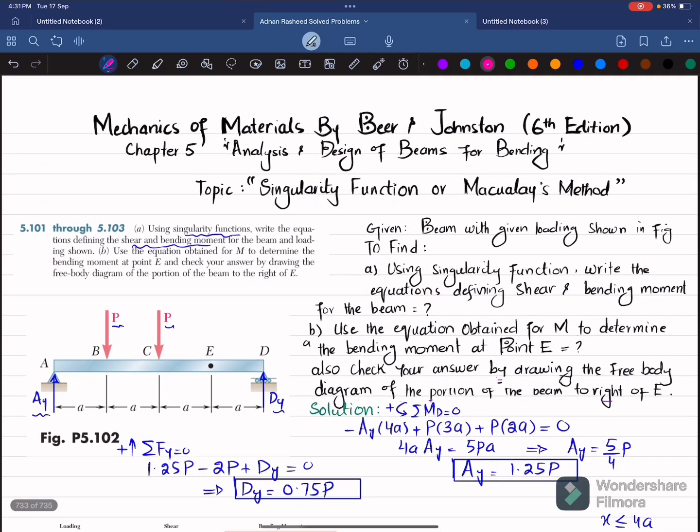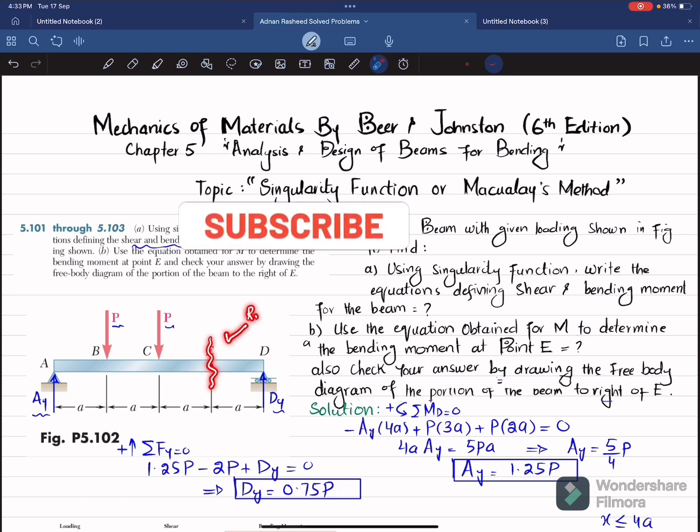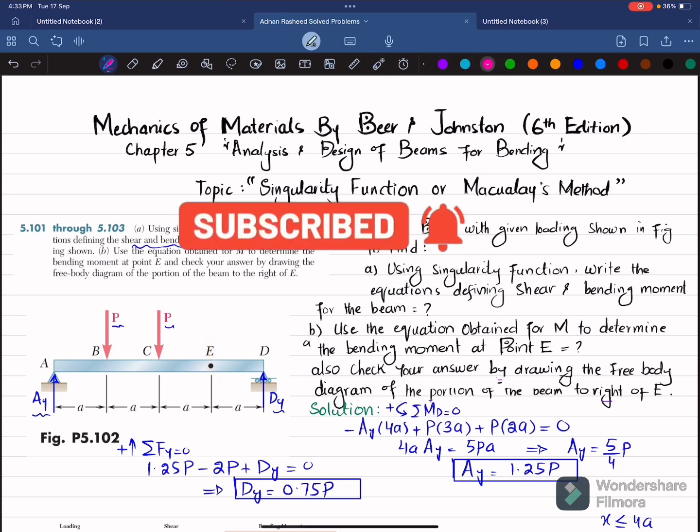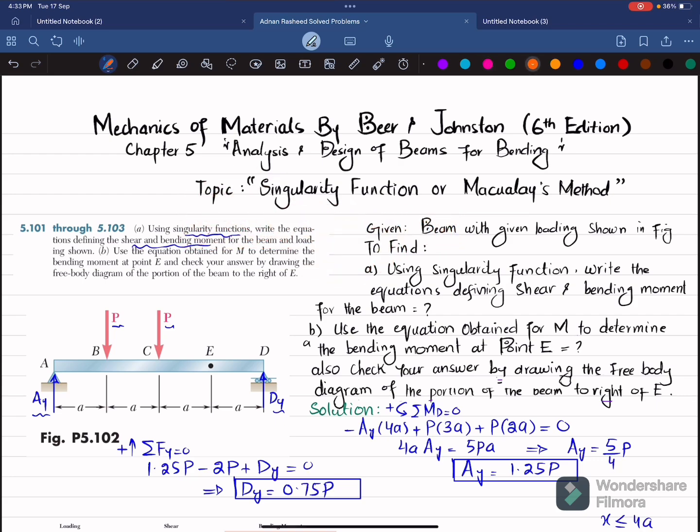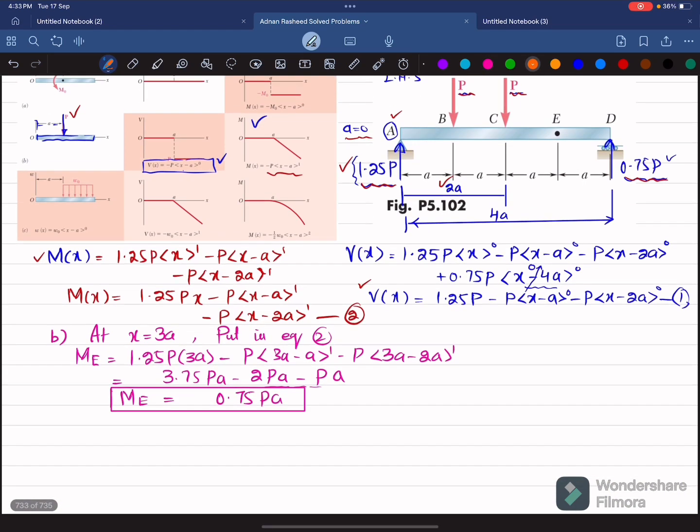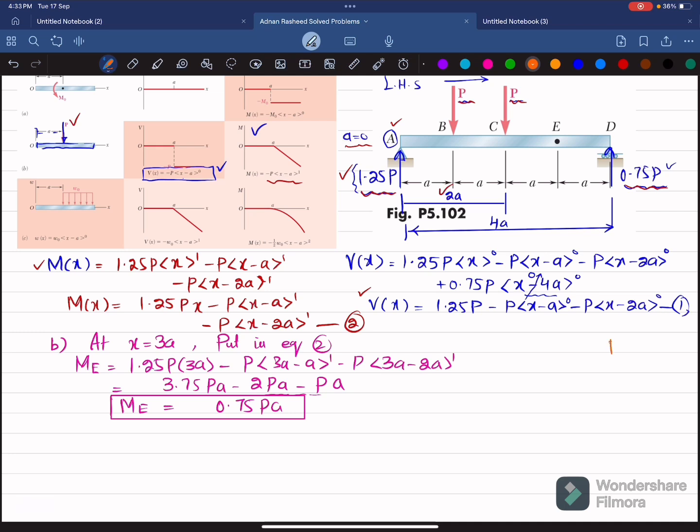Now in third part, we have been asked to check your answer by drawing the free body diagram of the portion of the beam to the right of E. So we will cut the beam over here and draw the free body diagram, because we have been asked to determine the moment when taking the right side of E. Clear? So let me cut it over here. When I cut it at a distance of a and draw the free body diagram, this will be the free body diagram. This is your point D, where you have a load of 0.75 P. Clear? And this is distance of a.